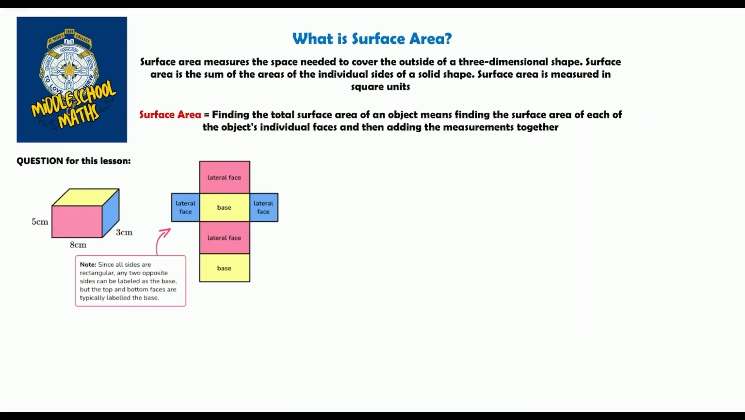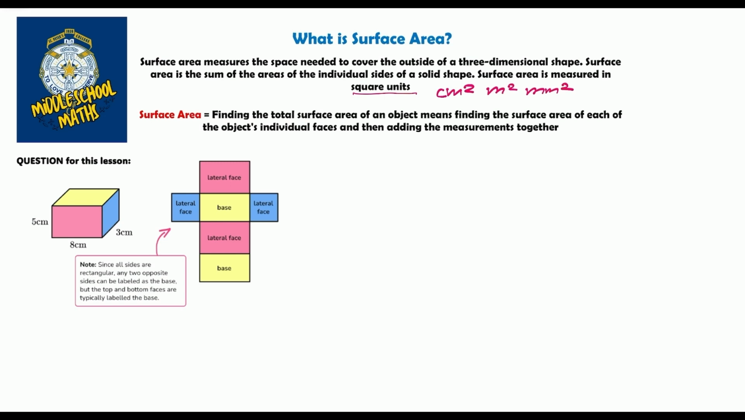For this video, we're going to learn about surface area. Surface area measures the space needed to cover the outside of a three-dimensional shape. It is the sum of the areas of the individual sides of a solid shape, and it is measured in square units, which is the same as our normal area. So, centimeters squared, meters squared, and millimeters squared.